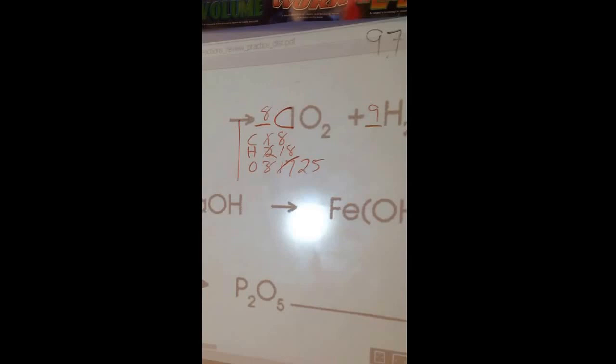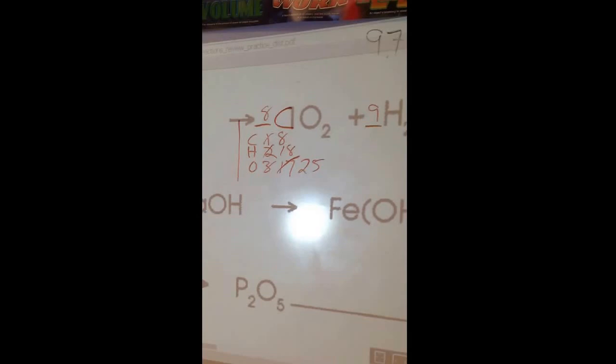So over here we have 1 iron, 3 chlorine. We have 1 sodium, 1 oxygen, and 1 hydrogen. And on this side, we have 1 iron, 3 oxygen, 3 hydrogen, 1 chlorine, and 1 sodium. So as you can see, we're not all even. Our oxygen and hydrogen is off by 3, and our chlorine is off by 3.